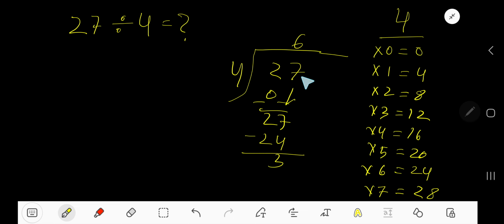Now to write the answer in decimal form, write a decimal here, then add a number of zeros. Bring down the first zero, but before the zero there is a decimal. The decimal must come into the quotient directly.